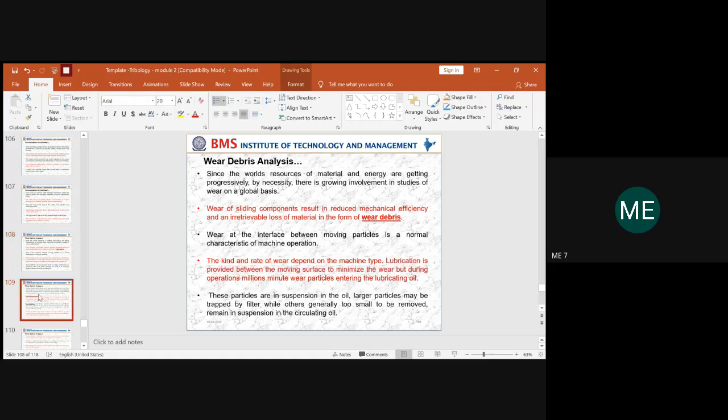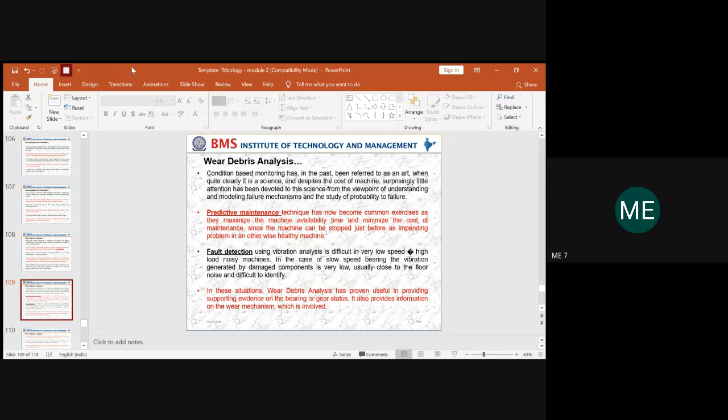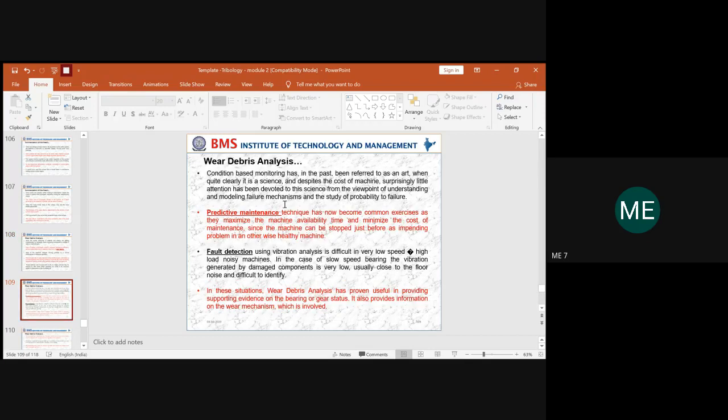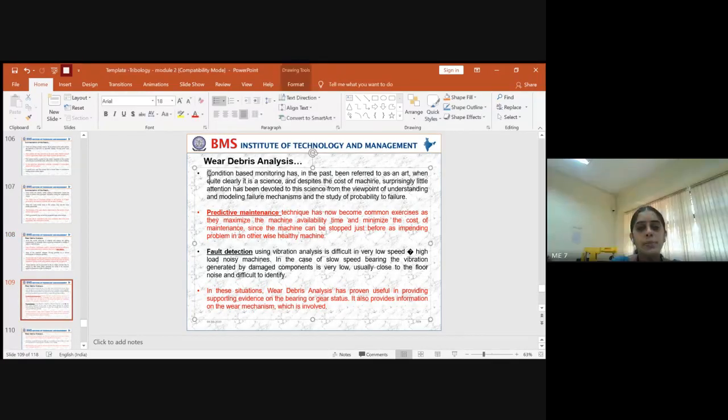So after this, these are the reasons, okay? So why the wear comes in and what do you mean by wear debris? To overcome this, we need to follow some protocols. So the first one is condition-based monitoring. So what do you mean by condition-based monitoring? A continuous monitoring of the system is needed. So this is nothing but our condition-based monitoring.